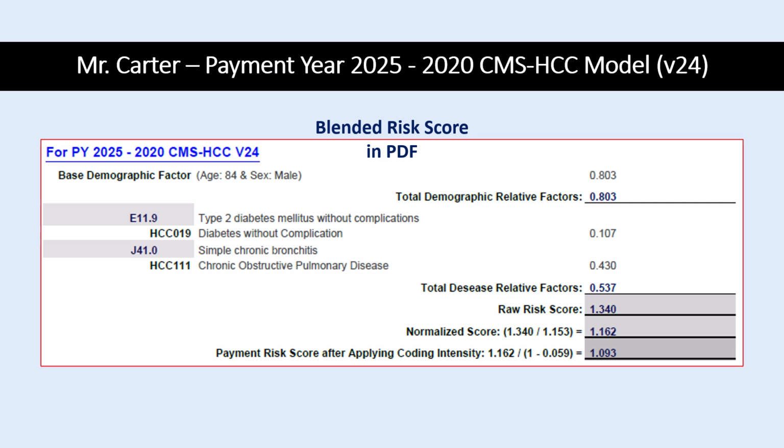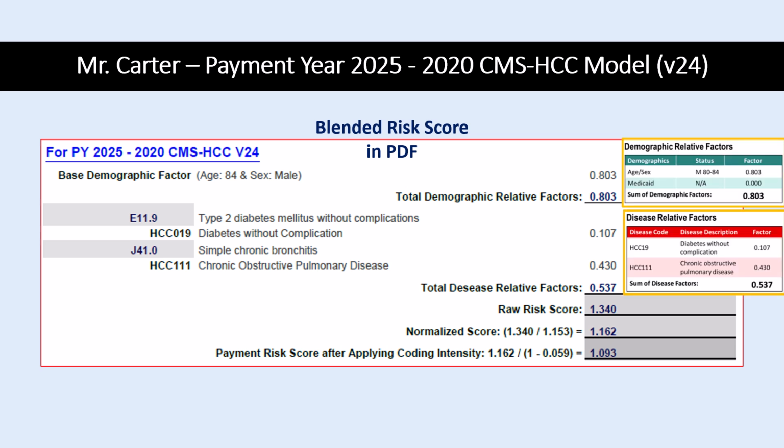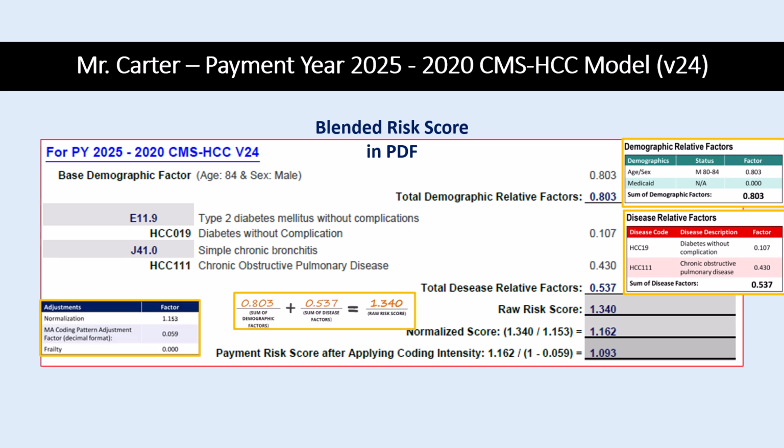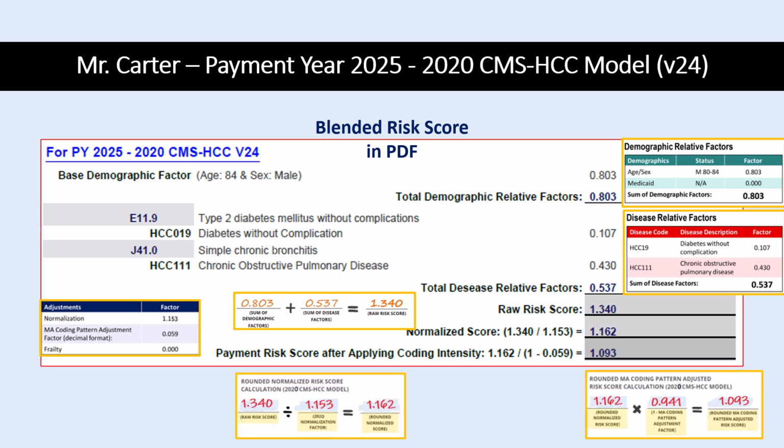Mr. Carter's raw risk score is calculated by adding the sum of his demographic factors, which is 0.803, to the sum of disease factors, which is 0.537. Mr. Carter's raw risk score is 1.340 using the 2020 CMS-HCC model. We then must divide the raw risk score, 1.340, by the 2025 normalization factor for the 2020 CMS-HCC model, which is 1.153, to get a normalized score of 1.16218. You must round this number to the third decimal place to get Mr. Carter's rounded normalized risk score, which is 1.162.